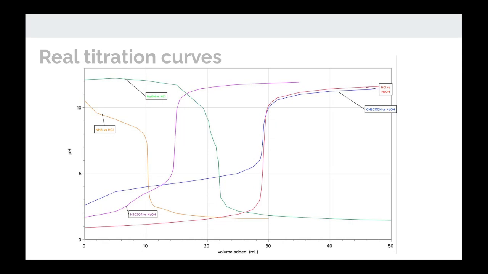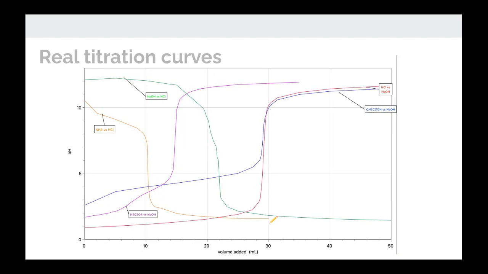Sodium hydroxide versus HCl, that's the green one. It's almost a mirror image of the HCl and NaOH curve. It's a strong base in the flask, strong acid in the burette for that one. The yellow one is ammonia and HCl. Starts with a lower pH, sharp decrease, buffer system gets set up, equivalence point is below 7, and then it's a strong acid after that.